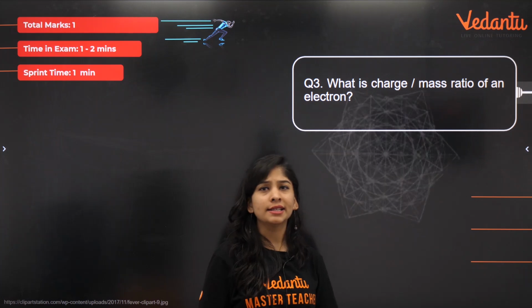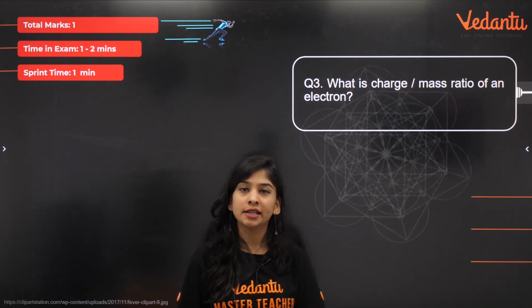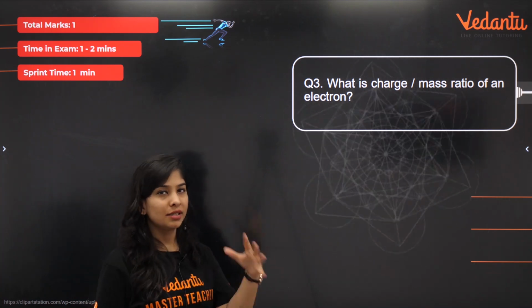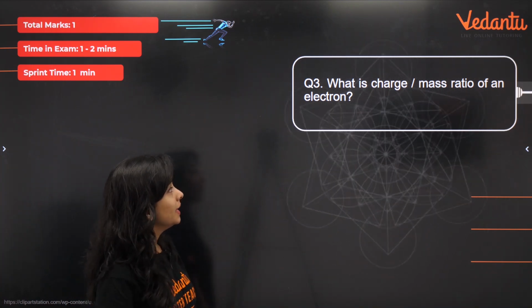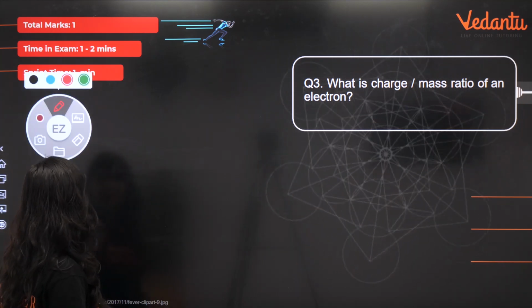Okay, 1897 and 1896, this is the year. Basically, yeah, 1897 is the correct year. Please just correct it, okay? Yeah. The next part, what is charge over mass ratio of an electron?